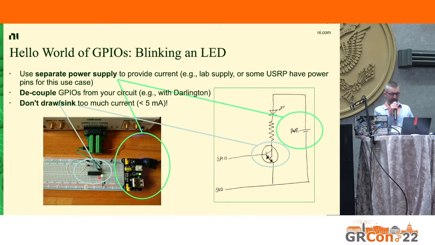This is the simplest possible circuit that I could come up with to drive an LED. On the right-hand side, you have your own power supply. You put current through an LED, and then the GPIO can open or close this transistor based on its state, and that's it. This is a good way to get started with GPIOs.